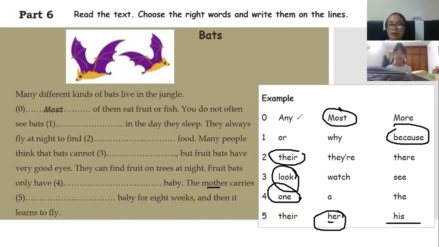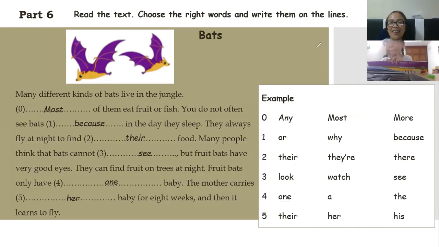And then it learns to fly. Okay, let me try it. Most of them eat fruit or fish. You do not often see bats because in the day they sleep. Very good. They always fly at night to find their food. Very good. Many people think that the bats cannot see, baby. Cannot see, but fruit bats have very good eyes. They can find fruit on trees at night. Fruit bats only have one baby. The mother carries her baby for 8 weeks and then it learns to fly. Good job, baby. Okay, very good.